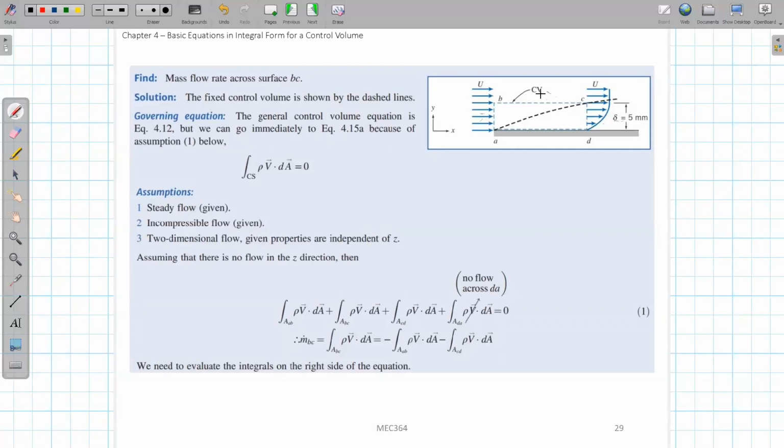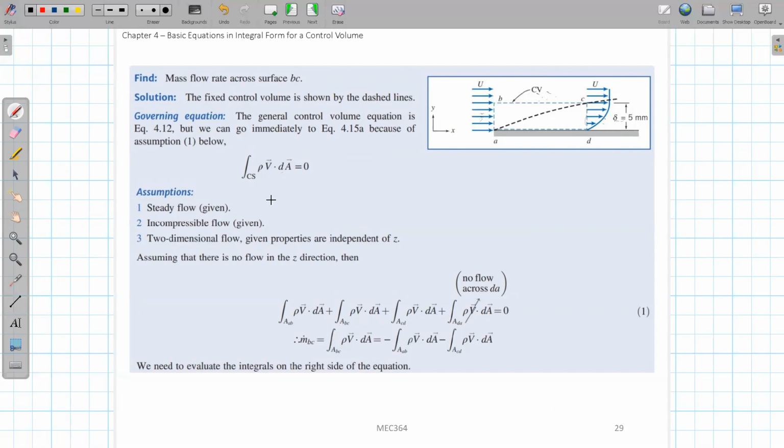Then if we want to get the mass flow rate here, we only need to know the mass flow rate from here and here, because all three summations are 0. We know these two, and the last one is what we want to find. So we do not need to do the integration on this surface. We only need to do this integration on this surface and this surface. We can do that. Okay, so this is the equation we can have.